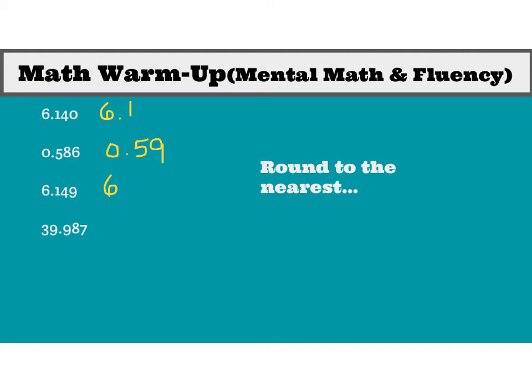And our last one, go ahead and round that decimal to the nearest hundredth once more. Pause your video. Let's see how you did. You should have gotten 39 99 hundredths. Hopefully you got all of those correct, and let's get moving on.